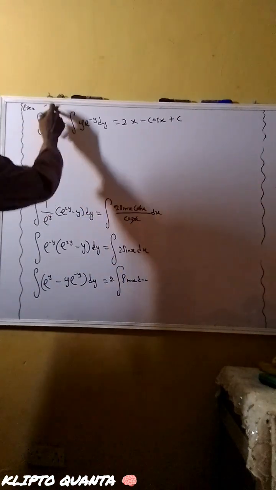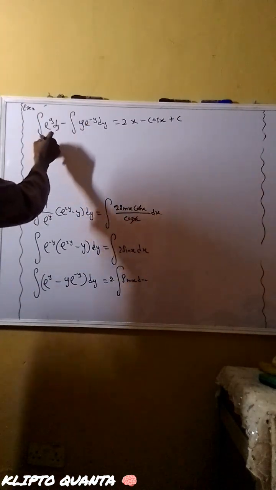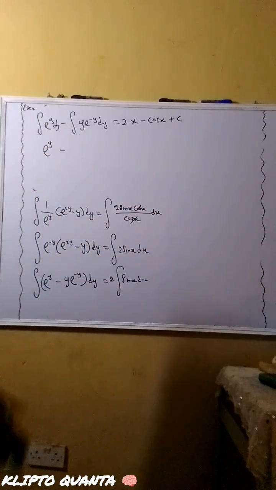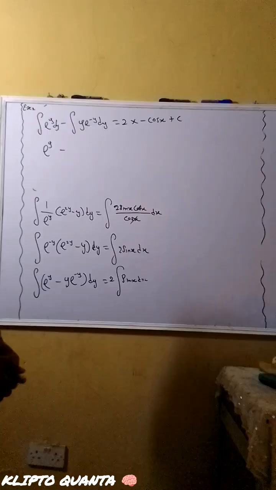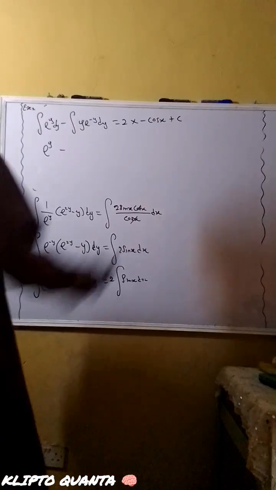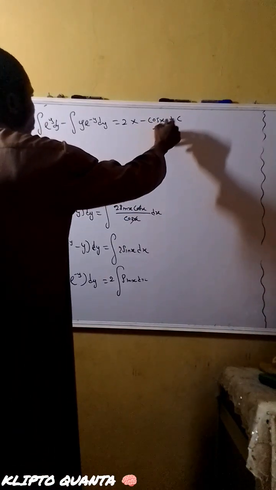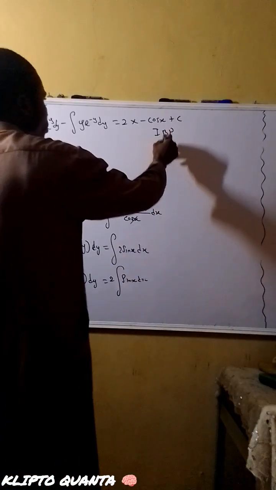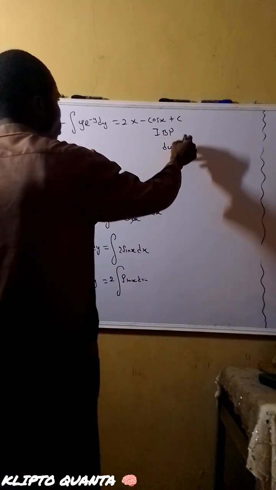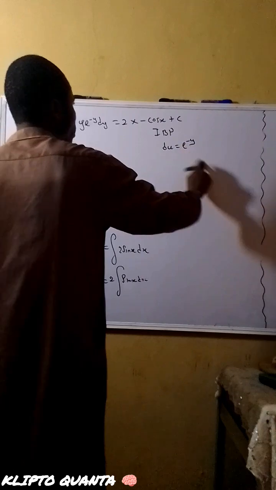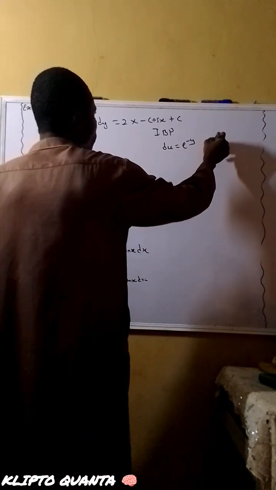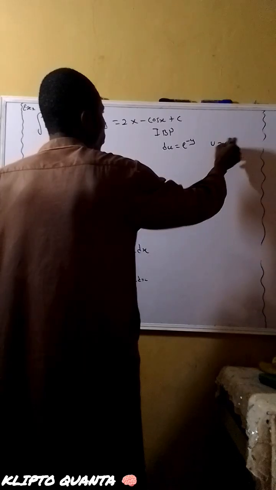Then from here, integrating e raised to power y dy, you should know the exponential law, that will be e raised to power y. Then at this point, we need to apply what we call IBP, that's integration by parts, because we have two functions here. So at that point, I can say my dv is equal to e raised to power negative y, because we've done this a certain number of times. Then my u is equal to y.